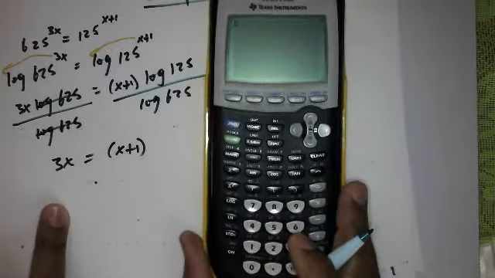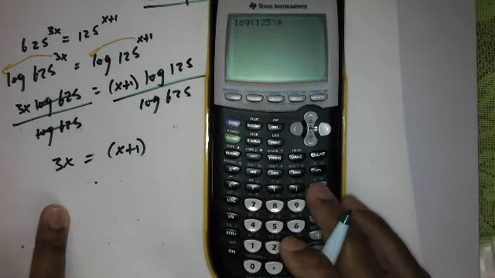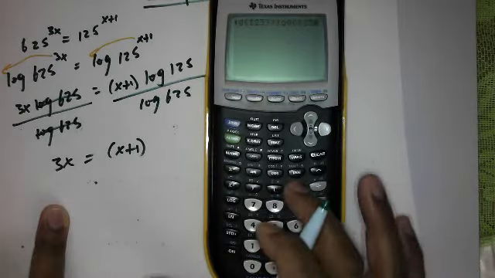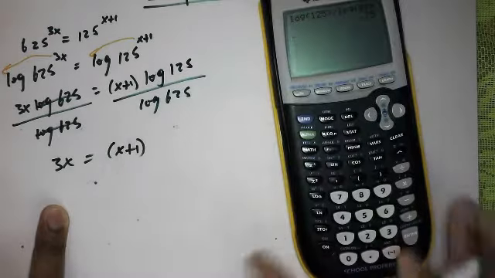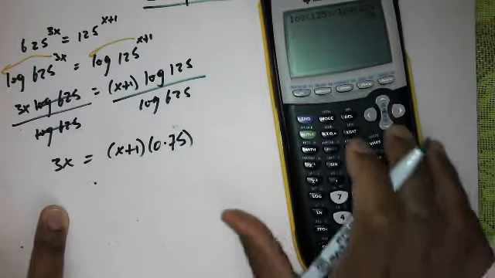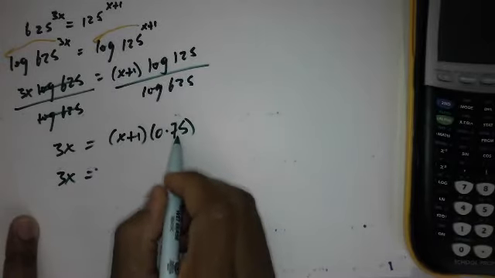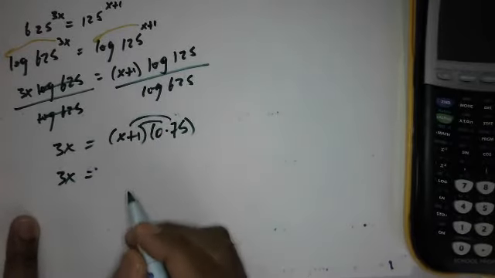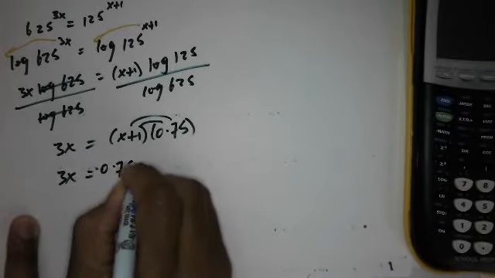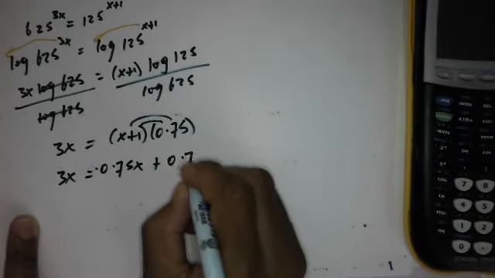Okay, so here we go. Log 125 divided by log 625, and that is 0.75. So this is times 0.75. So what we have now is 3x equals 0.75. You're going to use that to distribute into the parentheses. So 0.75 times x, that is 0.75x, plus 0.75 times 1, that is 0.75.